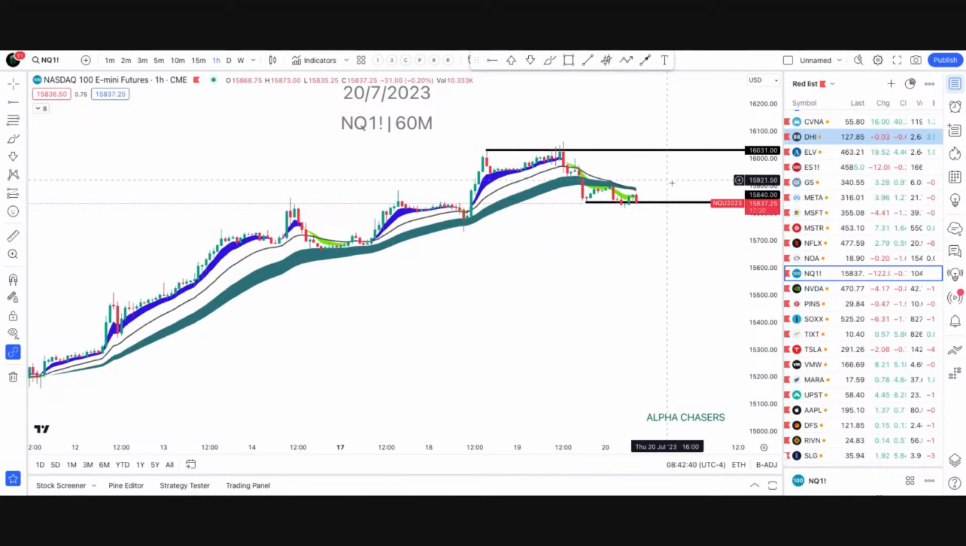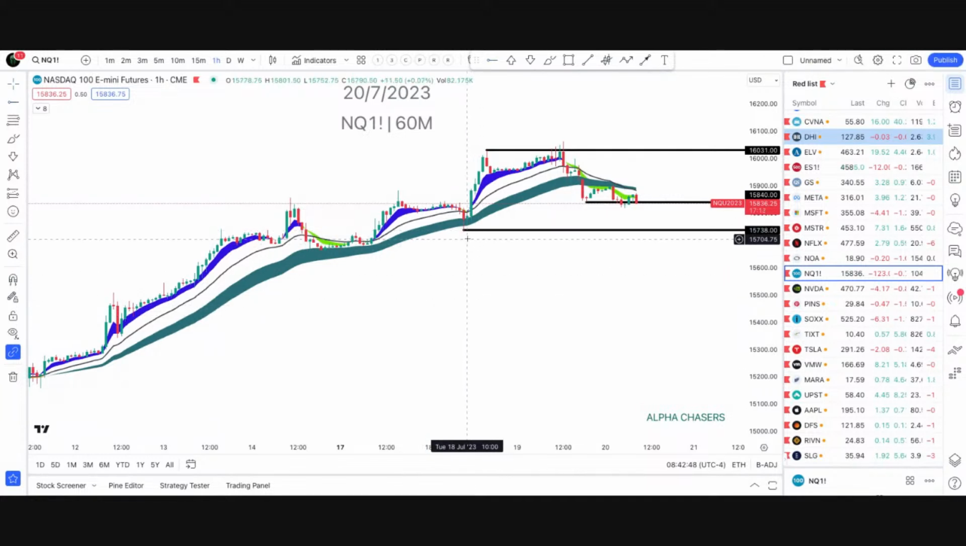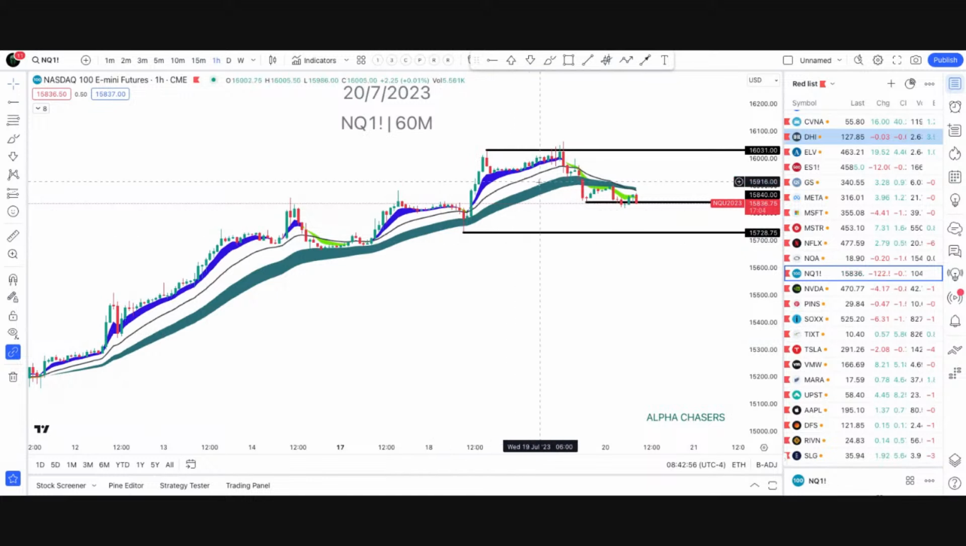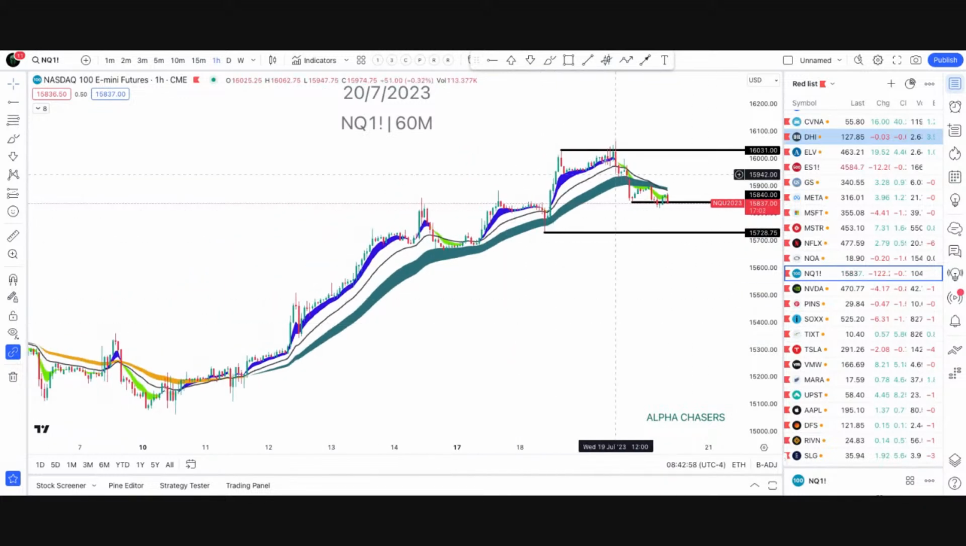Now, if you look at these levels and you see how we're acting in here, this is definitely something that I would pay attention to. $15,728. I pay real close attention to these levels. I pay attention to how we're rolling there. Hope that's helpful. Now, let's get into some names here.